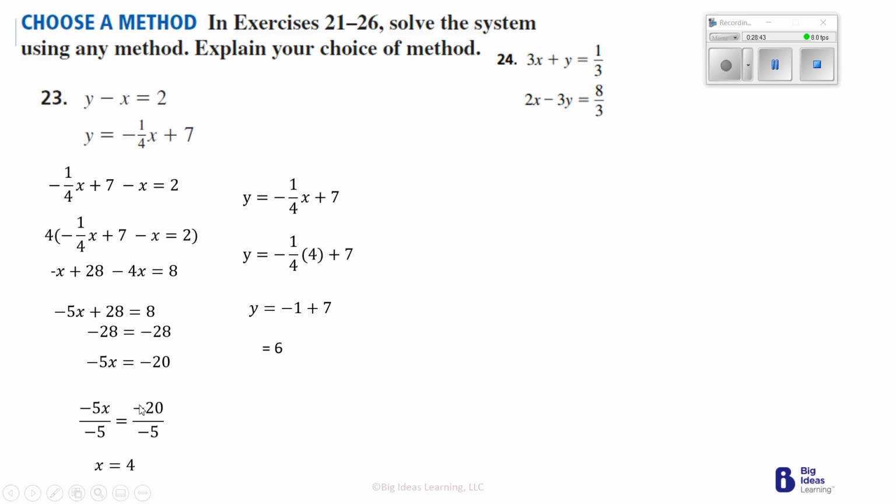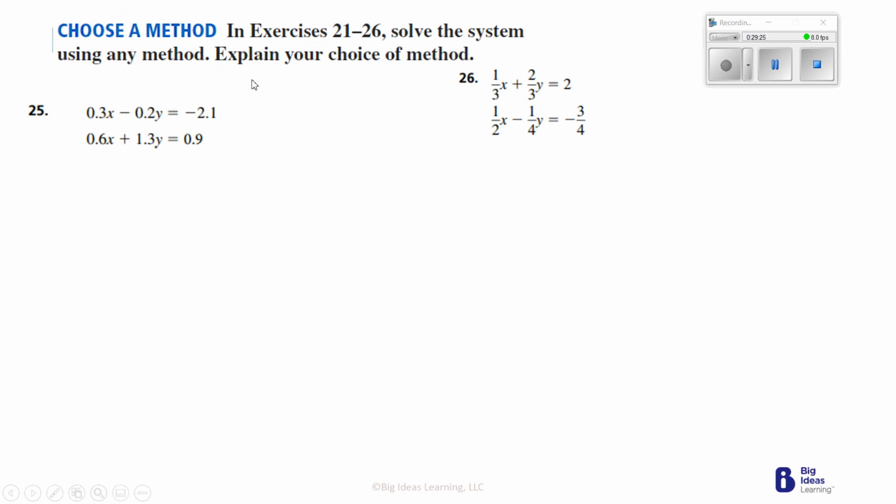A negative divided by a negative is a positive, and 20 divided by 5 is 4. Over here, they used the formula for y and replaced x with 4. So negative 1/4 times 4 is negative 1, and 7 minus 1 is 6. I might have gone a different route with it, but for the sake of making this video not too long, I'm going to leave this here, and we'll discuss the other route in class if you want to hear. 24 is yours to do.